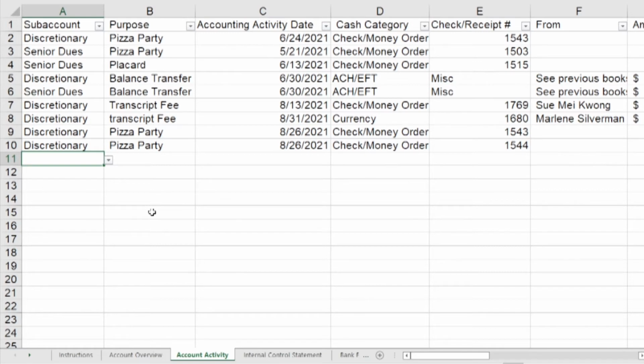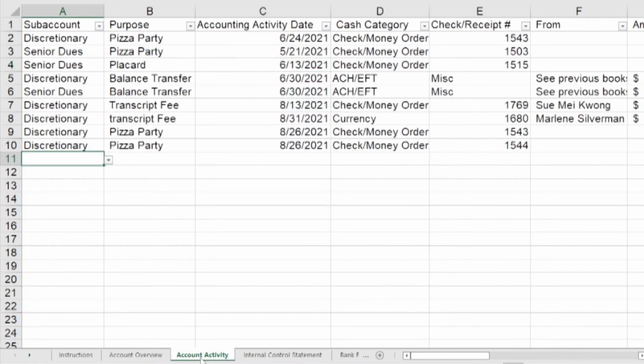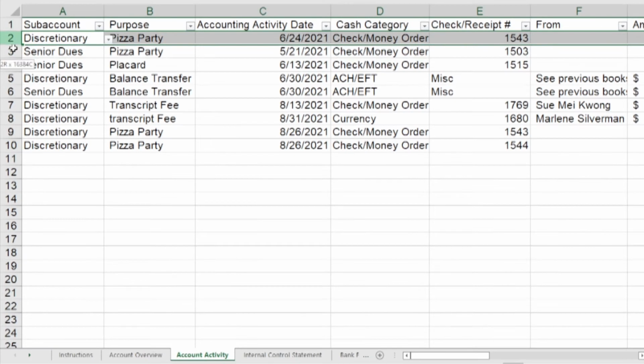This is a cash journal that has several transactions that have been input. Let us analyze what is here. For this particular account, there is a transition date of July 1st, 2021. Notice, though, that rows 2 through 6 have dates preceding that.